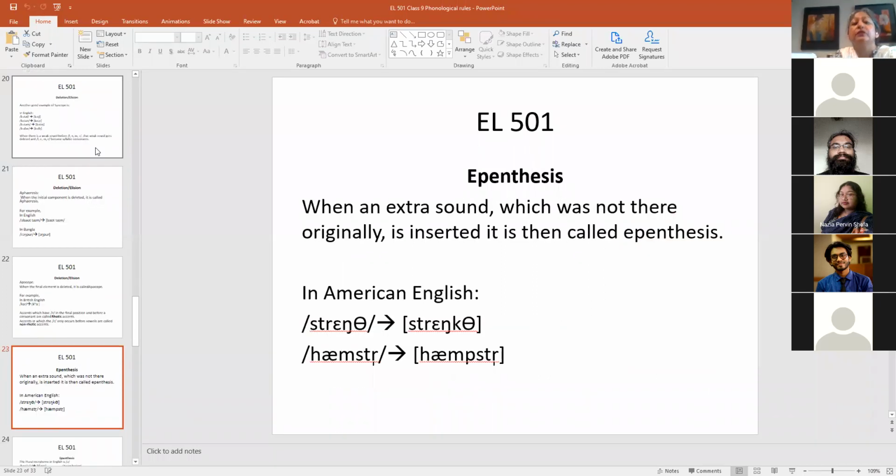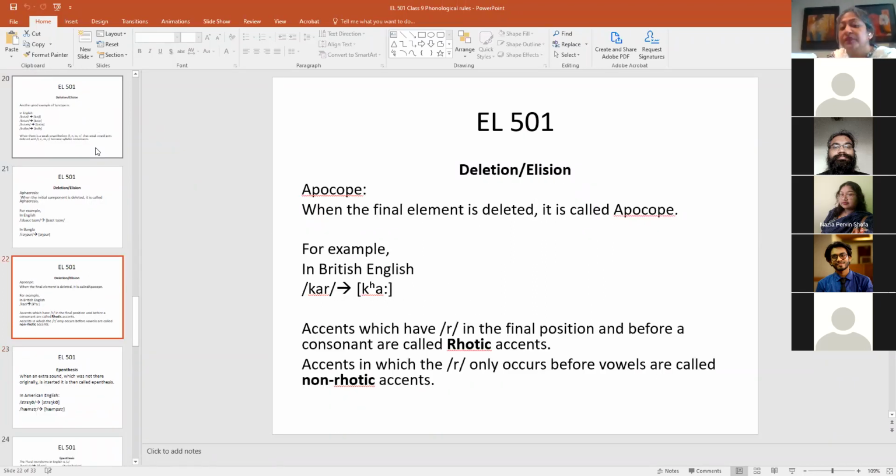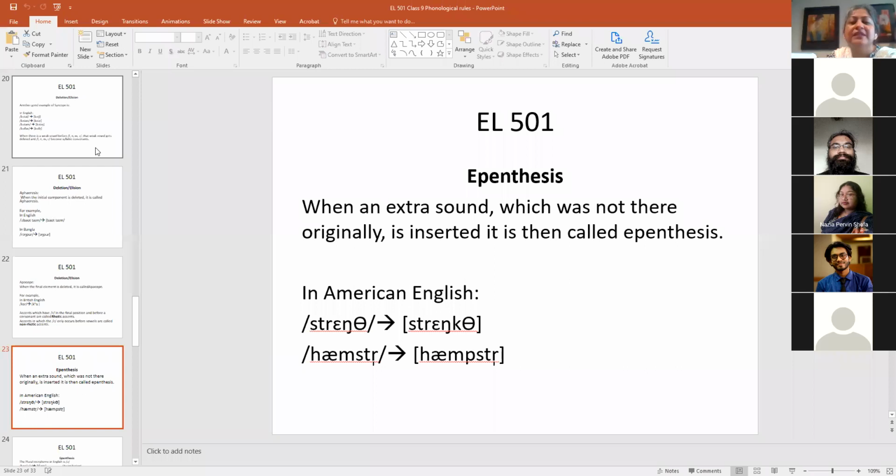All right. So in deletion as well, the example that we saw of apocope is what happens in a non-rhotic accent, as in British English, as how "car" becomes "cah." Okay, so the next process is epenthesis. Epenthesis is the exact opposite of deletion. You insert an extra sound which was not originally there.